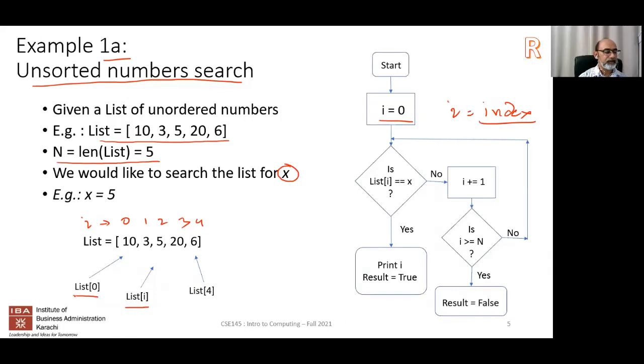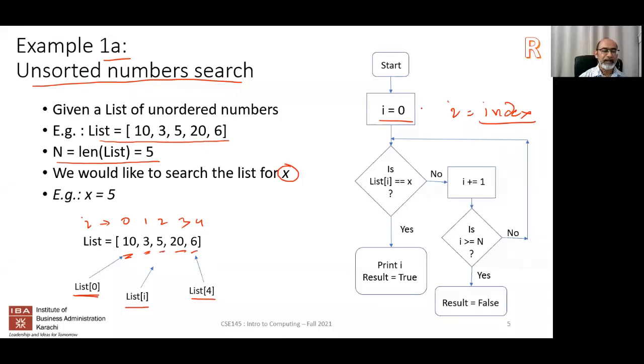The 0th element of that list was 10. The first element of that list was 3. The second element was 5. The third element was 20. And the fourth element was 6. So this represents the fourth element of that list.